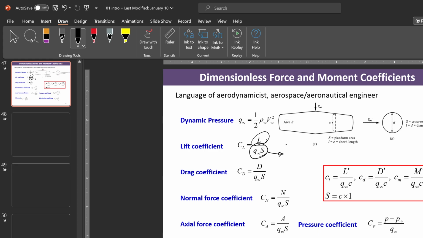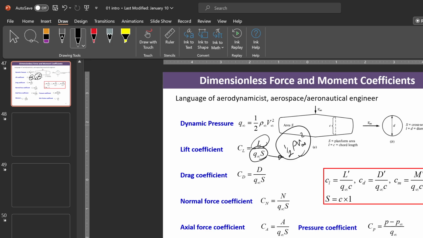What is dynamic pressure? It is the amount of kinetic energy in your air. And how do we calculate the kinetic energy in our air? One half, density multiplied by the velocity squared. This is called the dynamic pressure. And this definition applies to all of the other force coefficients as well.